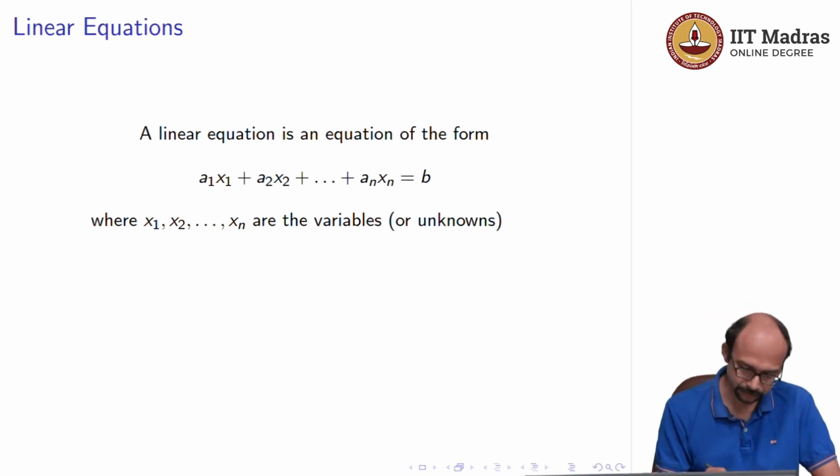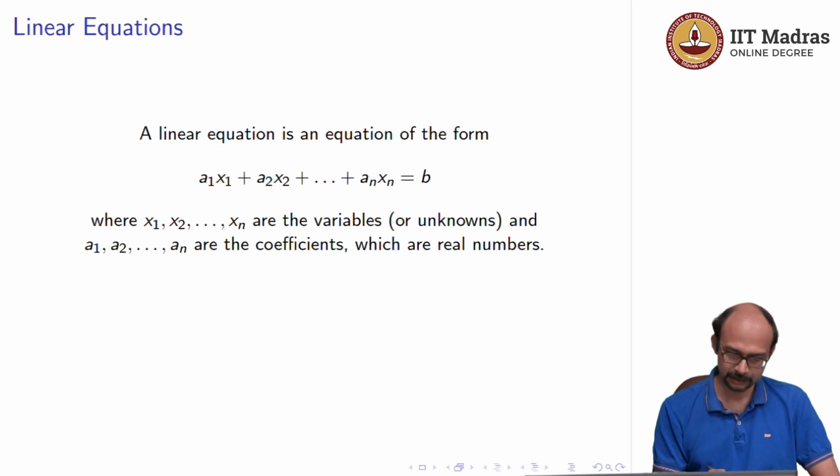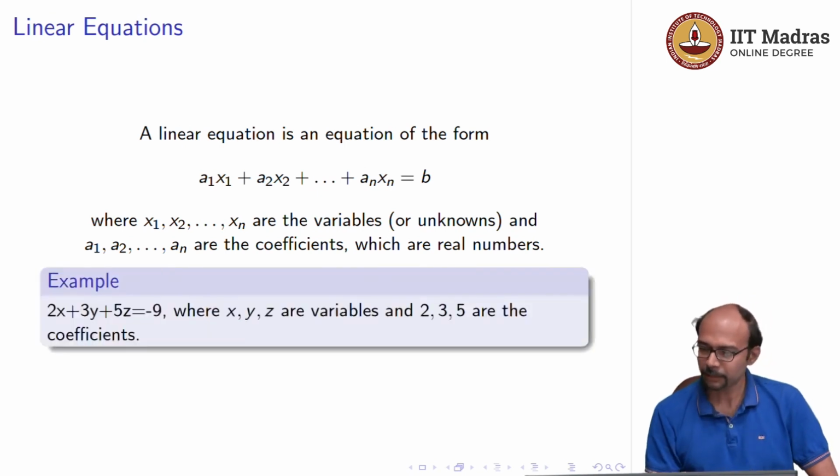And then what are the a1, a2, an? These are what are called coefficients. These are going to be real numbers, numbers we'll assume that we know, and b is also a real number. So here's an example: 2x plus 3y plus 5z is minus 9, and here x, y, z are variables, and the 2, 3, 5 are coefficients.